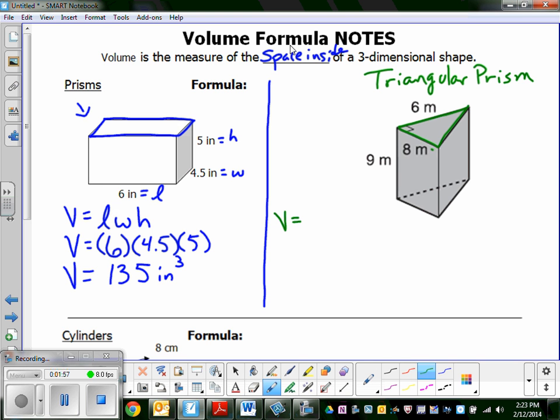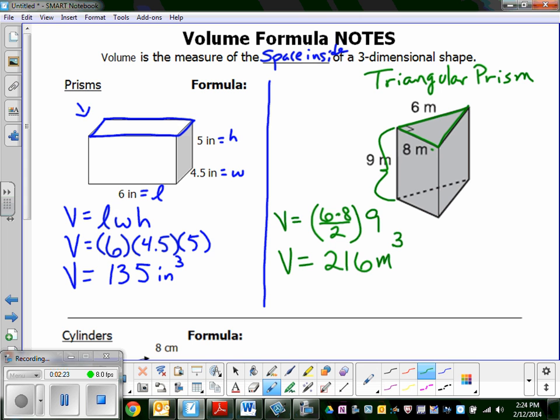So we have 6 times 8 divided by 2, multiplied by the height of the solid, which in this case is 9. 6 multiplied by 8 divided by 2, multiplied by 9, will give us 216. And in this case, our units are meters to the third.